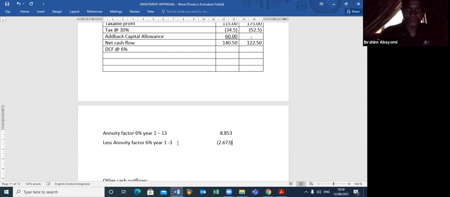So we remove 2.673 from here. When you remove 2.673, the balance is for year 4 to 13. You can see that from 1 to 13, we have removed 1 to 3, so we are left with 4 to 13. So this balance is the annuity factor at 6%, year 4 to 13. That's the balance we are going to have there. So let's remove it.